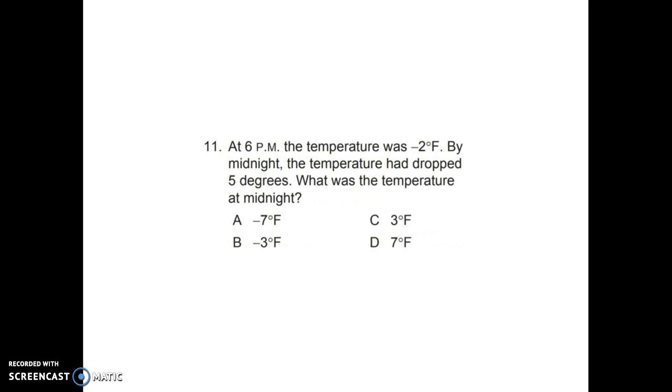Number 11. At 6 p.m., the temperature was -2 degrees Fahrenheit. By midnight, the temperature had dropped 5 degrees. What was the temperature at midnight? A. -7 degrees Fahrenheit. B. -3 degrees Fahrenheit. C. 3 degrees Fahrenheit. D. 7 degrees Fahrenheit.